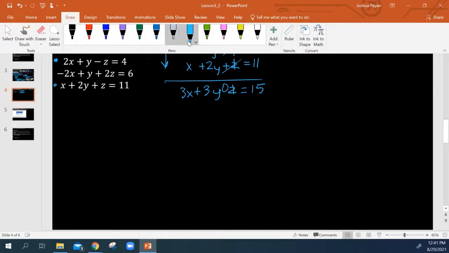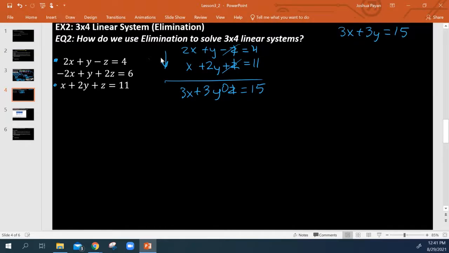So now we need to use a combination of two different ones, right? And just looking, it looks like it'd be easy to combine these two and get rid of x, plus 2x minus 2x. So let's go ahead and do that. 2x plus y minus z equals 4. Negative 2x plus y plus 2z is equal to 6.